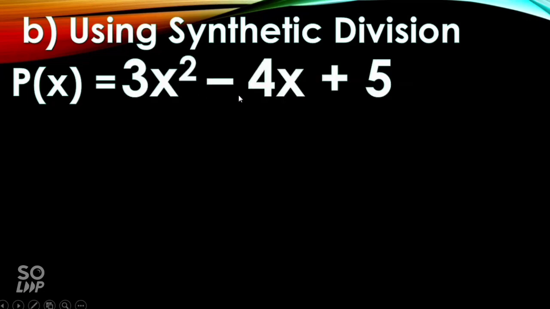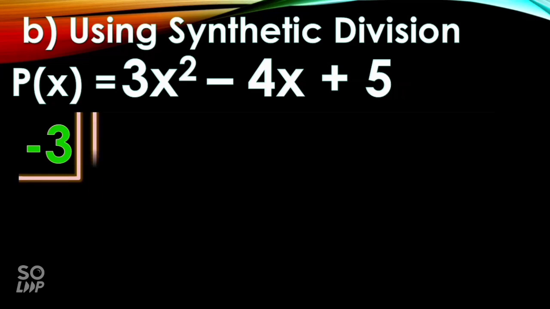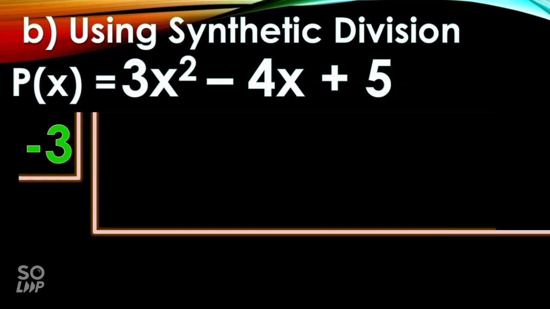Okay, negative 3 ang magiging divisor natin. So P of x equals 3x squared minus 4x plus 5. Ayan, gagawa tayo ng ganyan. So, dyan natin ilalagay yung negative 3. Okay, yan yung magiging divisor natin, which is negative 3. So, ang polynomial natin is 3x squared minus 4x plus 5.